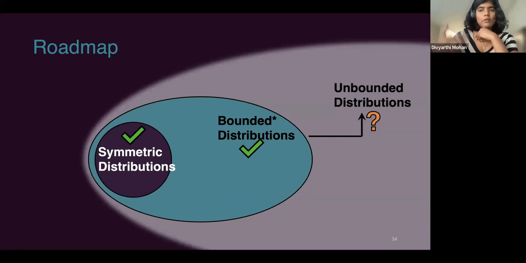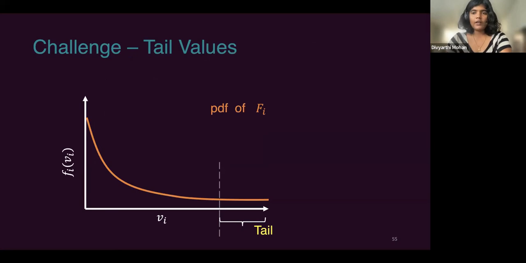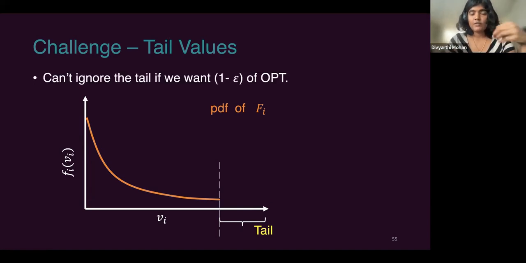So next I want to talk about the challenges in going all the way to our general setting of unbounded distributions. Here, the main challenge is that if we want a 1 minus epsilon approximation, then we can't just fully ignore high valued buyers. The reason why we can't just chop off the tail at some point is that even though the probability of seeing values greater than some number is so low, if we want 1 minus epsilon approximations, we can't just ignore the high value buyers.